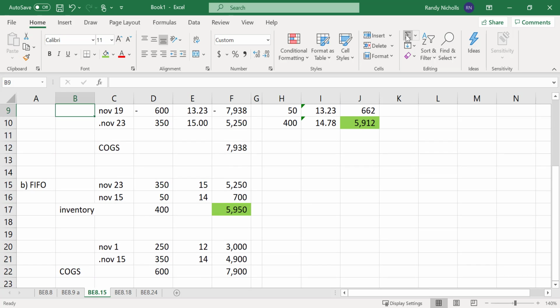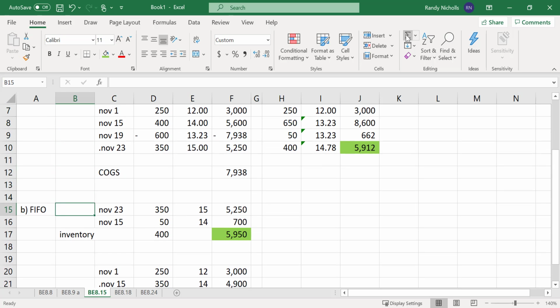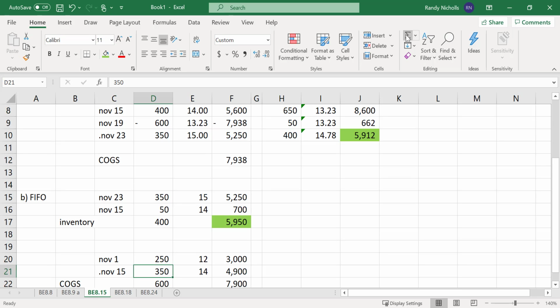So everything from November 23rd is in ending inventory. The 400 that I bought on November 15th, I sold 350 of them. The other 50 are still in my inventory. And then my November 23rd purchase of 350, they're all in inventory. So everything's one place or the other, right?